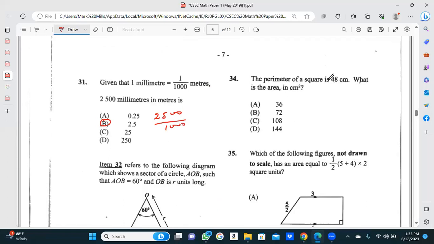144. So this one is 40. So the perimeter of the square. So 48 divided by 4 will give me 14. So each side will be 14, right? Oh, 12, yeah. So it would be 12. Right. So 12 times 12, what do I get? 144. Right, so the answer would be B.